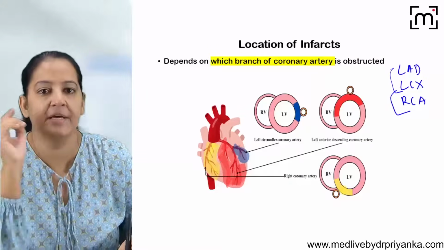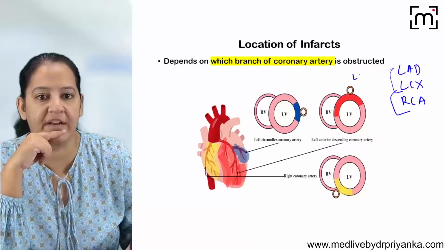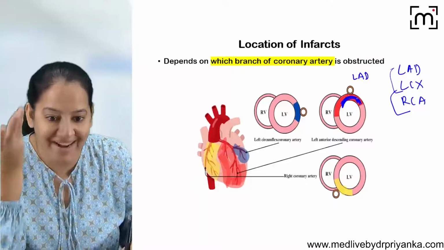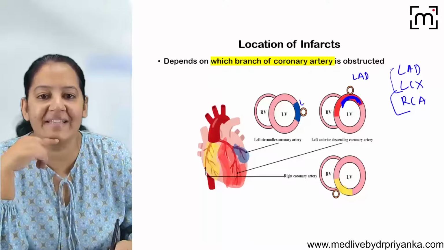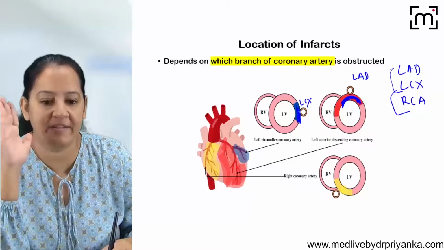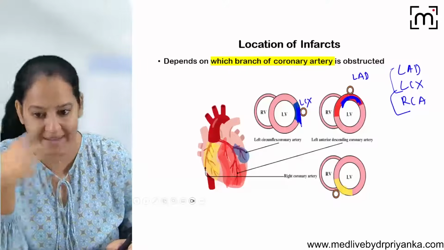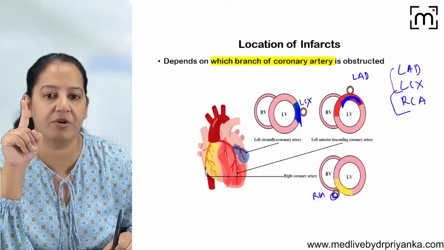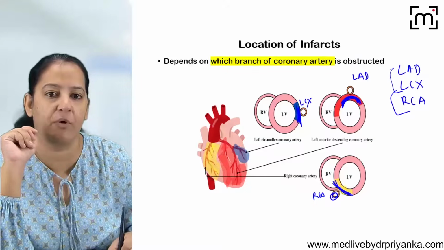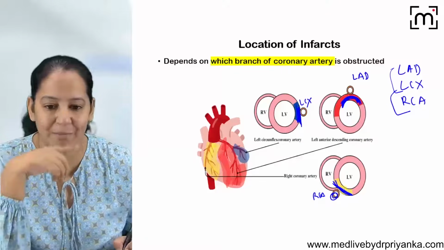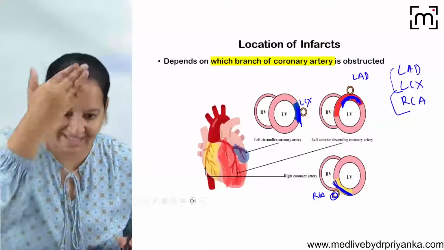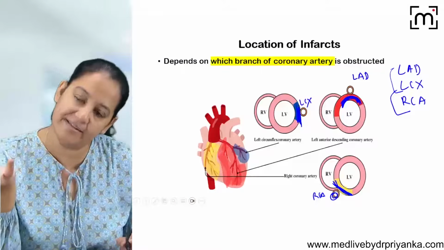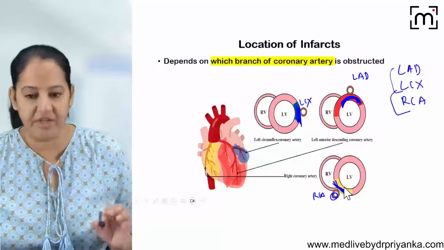You already know that. So if LAD is obstructed, there will be an infarct in the anterior wall because LAD supplies the anterior wall. If LCX is obstructed, there will be an infarct in the lateral wall because LCX supplies the lateral wall. And if RCA is obstructed, there will be an infarct in the posterior wall, because RCA supplies the posterior wall. So you can see the 3 walls: anterior, posterior and lateral. Whichever coronary is obstructed causes infarction in its wall.